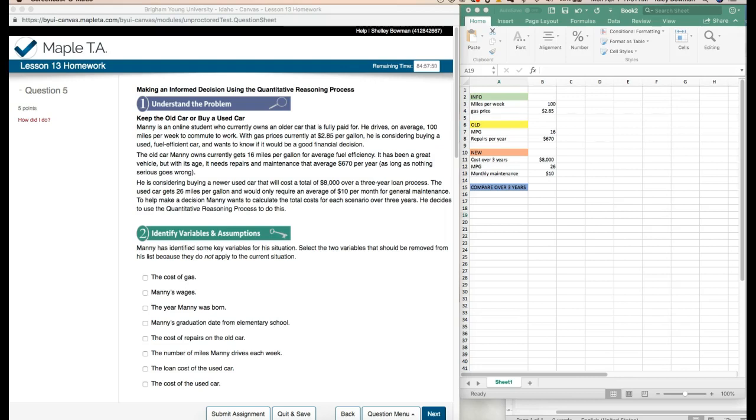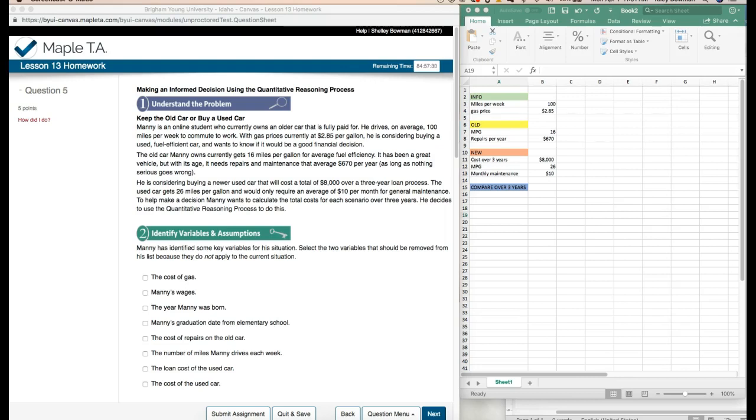Manny is an online student who currently owns an older car that is paid for. He drives on average 100 miles per week to commute to work. With gas prices currently at $2.85 per gallon, he is considering buying a used fuel-efficient car and wants to know if it would be a good financial decision.